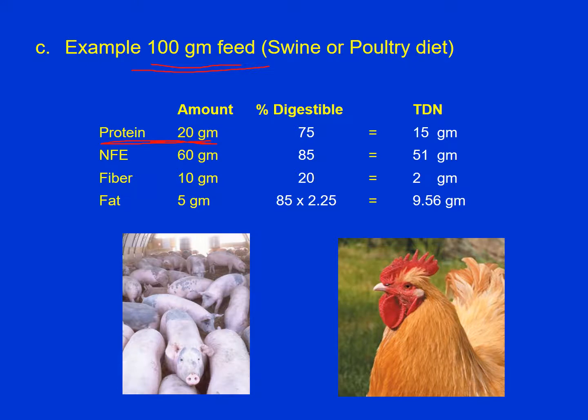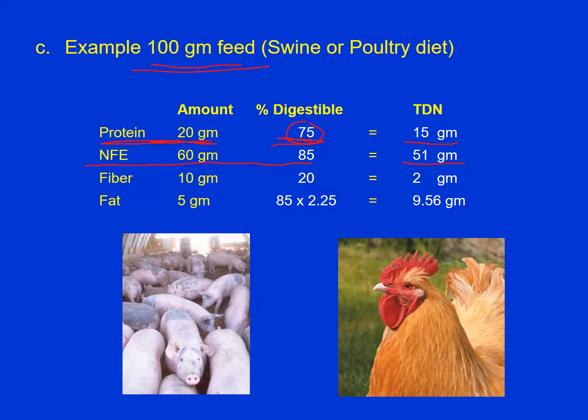So in this 100 grams of feed, this would be a young pig's diet at 20% protein. Protein is 75% digestible for this pig. Now, if the protein stays in the digestive tract long enough, essentially 100% of it is digested, but as the pigs eat, some of the feedstuff is pushed through before it's totally digested. That's why we're only at 75% here. 20 grams times 75% digestible is 15 grams of TDN. The nitrogen-free extract would be mostly starch, 60 grams, 85% digestible. So 60 times 0.85 is 51 grams of TDN there.